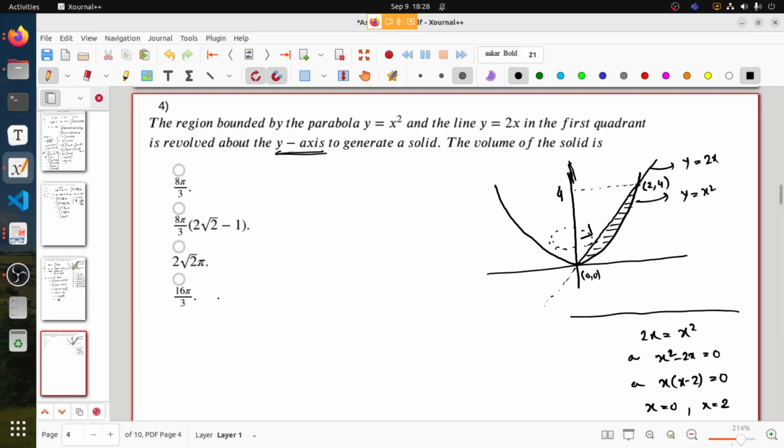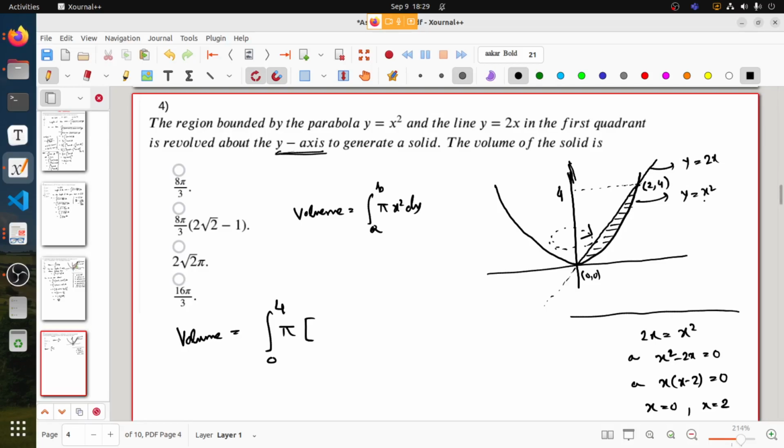So what will be the volume in this case? The integration limit will be 0 to 4, because we are rotating with respect to the y axis. That's why I am taking 0 to 4, not 0 to 2. We do not take it with respect to the x axis. Now you have to take pi x square dy this time. Here the volume formula is the integral from a to b of pi x square dy.